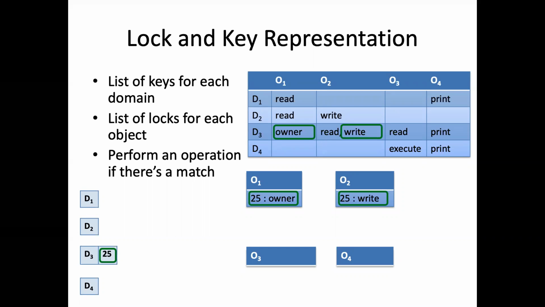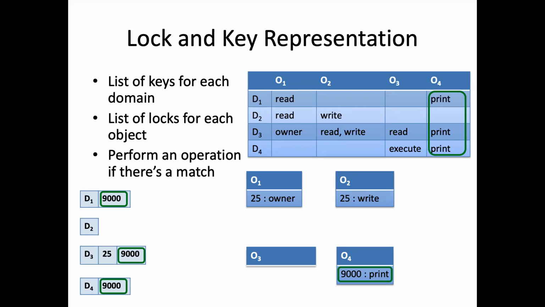We could say, well, if you can print to the printer, then maybe there's an access right associated with that. And again, I just made up a number for this. Maybe if you've got key number 9,000, that means you can print to the printer. And looking at the table up here, D1, D3, and D4 should be able to print to the printer. So I could give each of them a copy of that key.